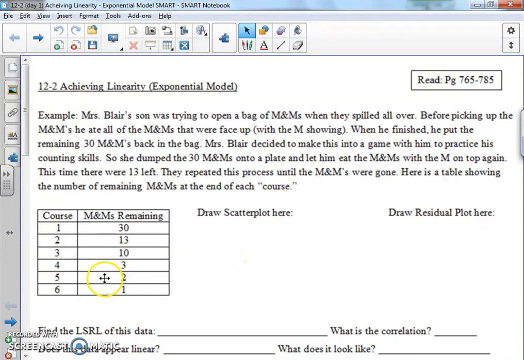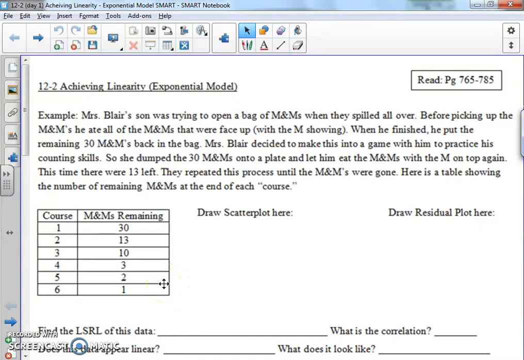So here's a table showing the number of M&Ms remaining at the end of each course, at the end of each meal, I guess. So on course 1, we had 30 M&Ms. He ate the ones with M on top, and then we kept going: 30, 13, 10, 3, 2, 1. All right, that's how it ended up going. Let's draw a scatter plot of that.